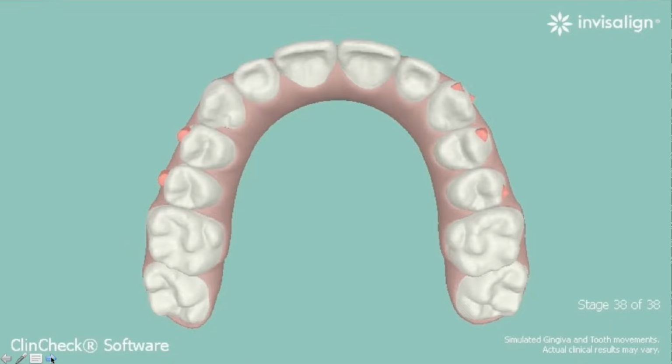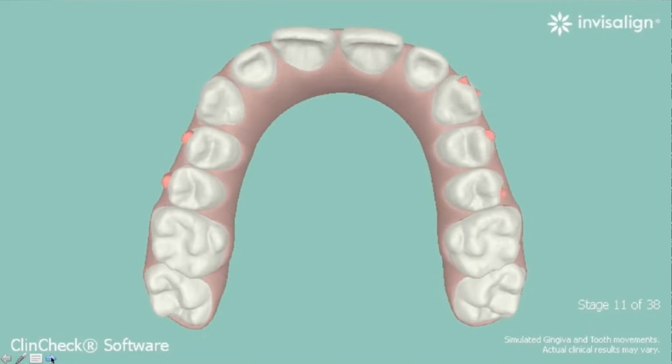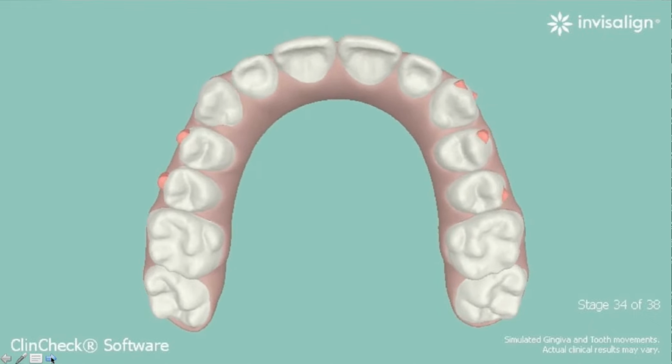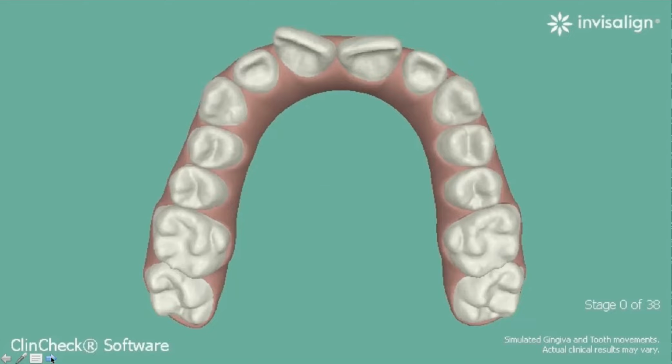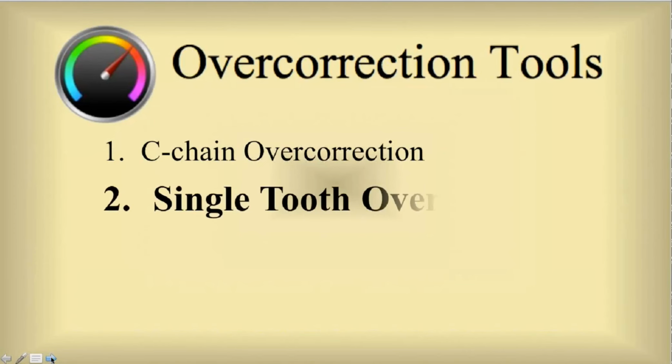So what happens is that tooth then goes out. They all straighten out while there's space between them, so there's no collisions. Then they come back together, close the space, and then squeeze it a tiny bit more. That's how the C-chain overcorrection works. It's a process of squeezing all the contacts tight. And I recommend these at the end of every case, including those where you didn't do any IPR. Let me give you a second example of a single tooth overcorrection. This is not the full arch.